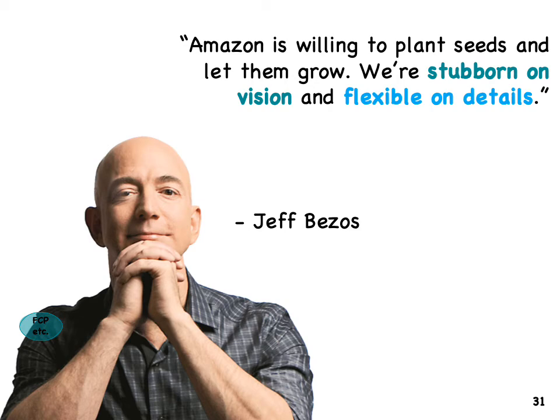I like this quote from Jeff Bezos. It's, Amazon is willing to plant seeds and let them grow. We're stubborn on vision and flexible on details. This is a really interesting quote, especially since many times from what I've heard about how Amazon is actually led and managed, there appears to be quite a bit of micromanagement all the way down to the individual level. And whether they're true or not, it's hard to say, but there are a lot of reports and information coming out of Amazon that would indicate that there is a high level of micromanagement occurring.